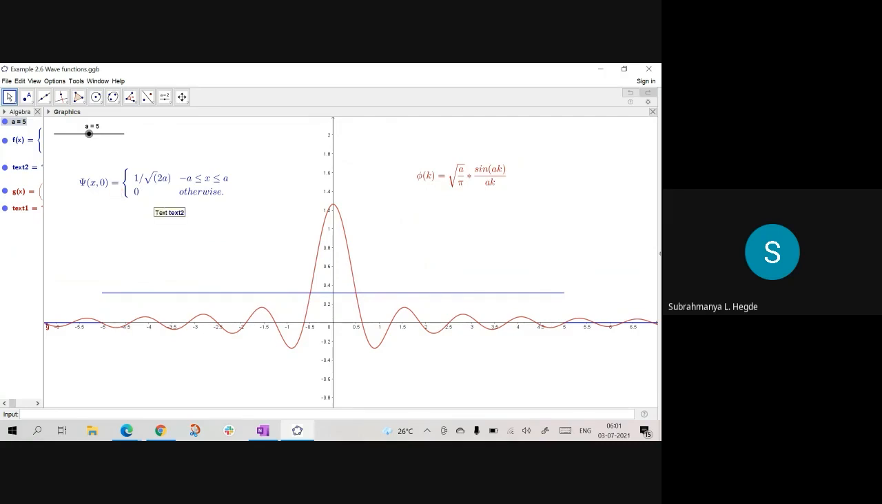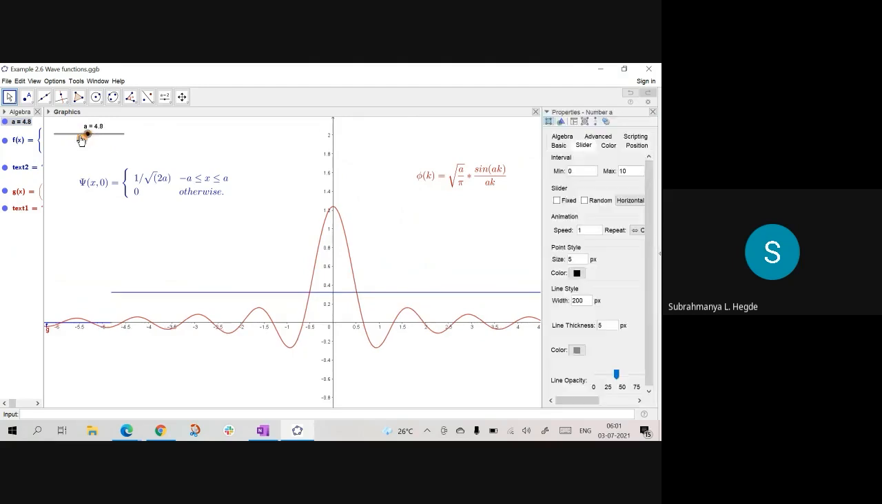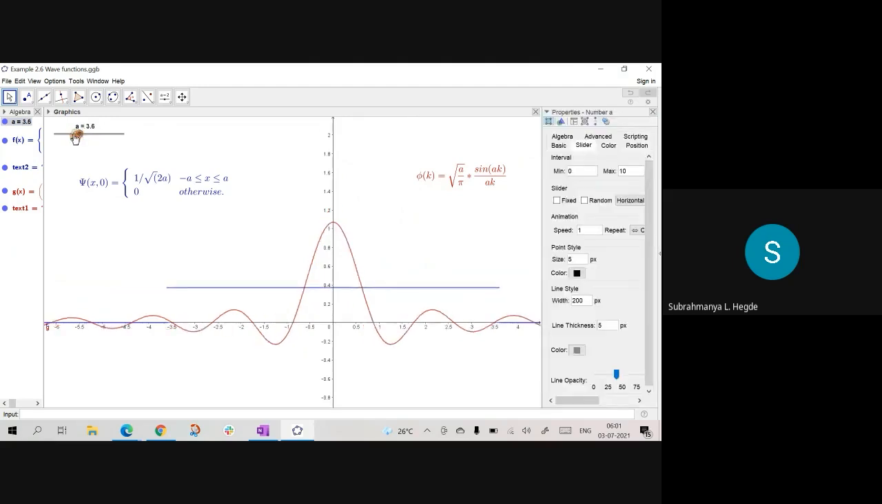Now look at here. If you want to have a very well defined position, look at how uncertainty will be there as an inbuilt phenomenon. If you want a well-defined position, well-defined position means psi of x should be very narrow. Am I right?